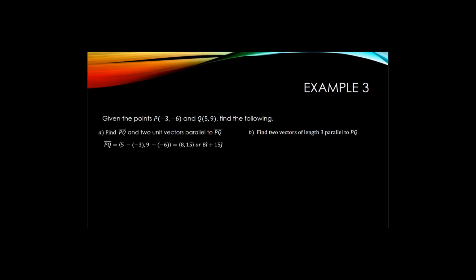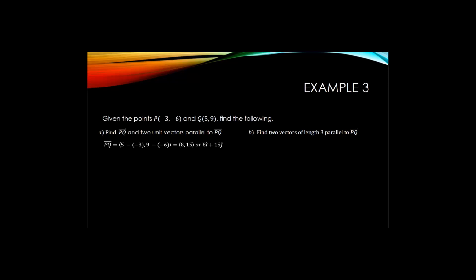I first need to express the vector from P to Q. This will give me a vector with components 5 minus -3 and 9 minus -6. In component form, this is the vector with components 8, 15. In i hat, j hat form, it's 8 i hat plus 15 j hat.